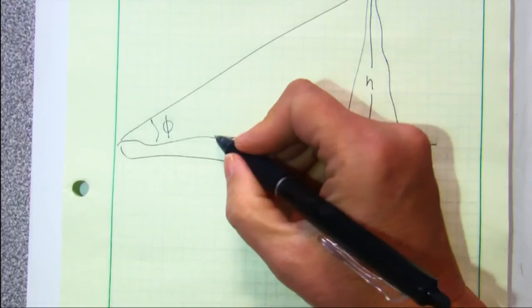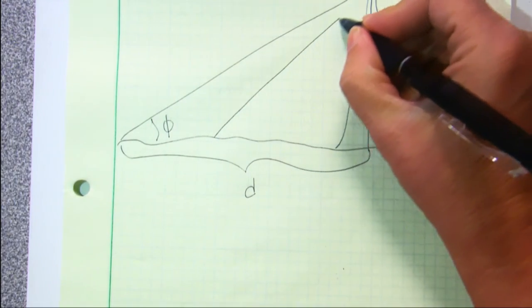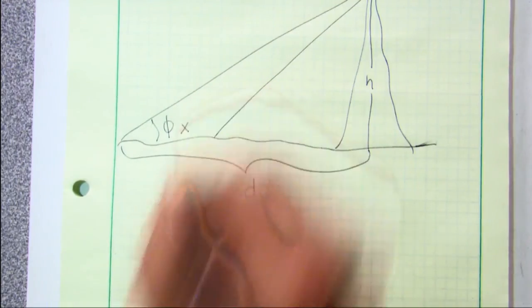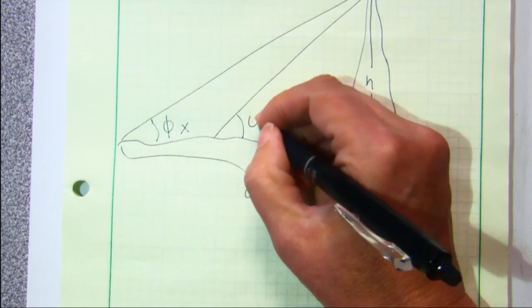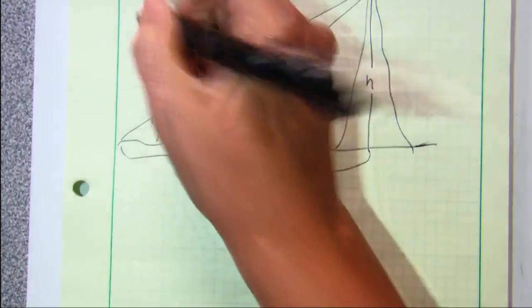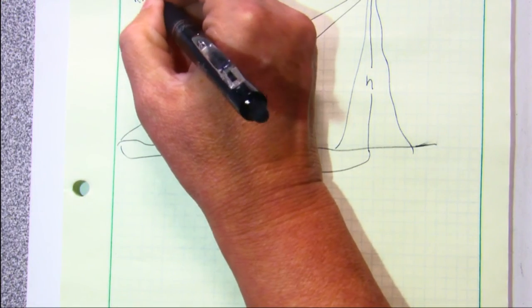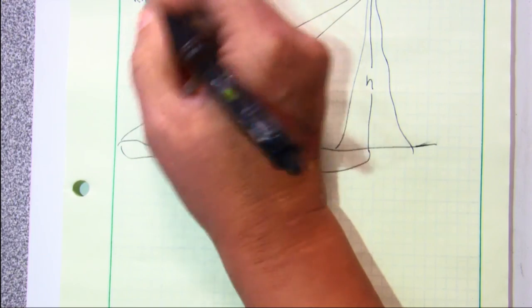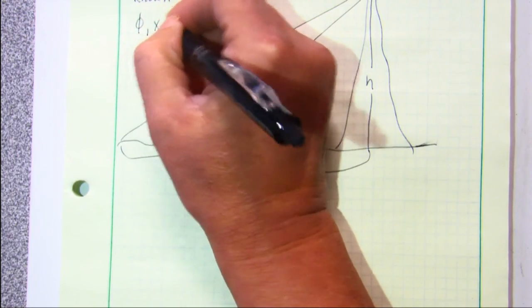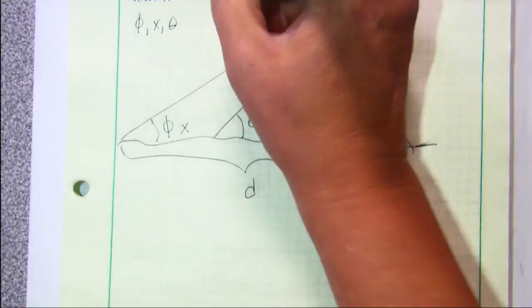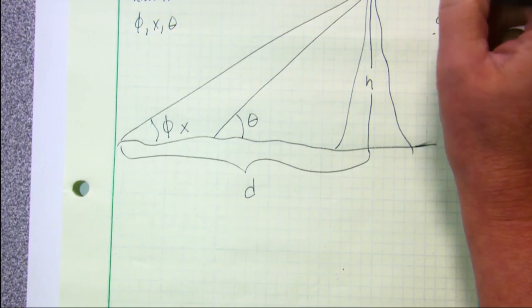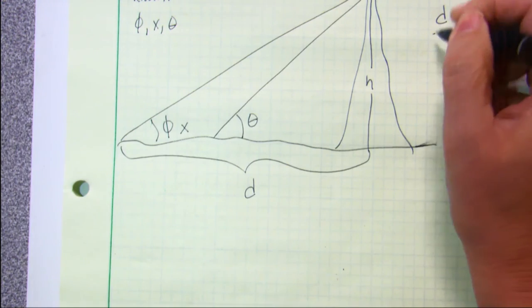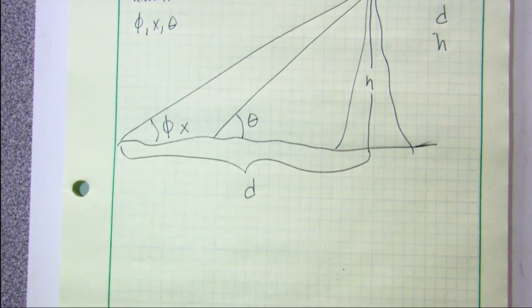Now the person is going to move forward and get closer to the mountain, and that distance is x. And we get a new angle, theta. What is known is phi, x, and theta. We don't know d, and we don't know h, so these are our unknowns, d and h.